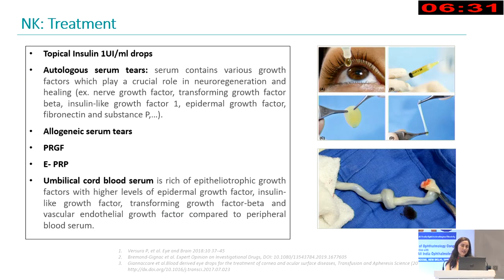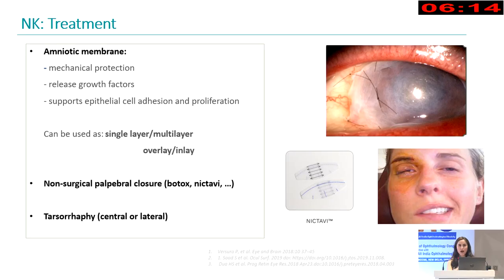In our practice, it is quite easy to start with topical insulin. It's cheap for the patient, but sometimes it's not enough. So in those patients, we will switch to blood derivatives such as autologous serum, PRGF, PRP, or umbilical cord blood serum. Also, it will be very important in some cases to use the amniotic membrane.